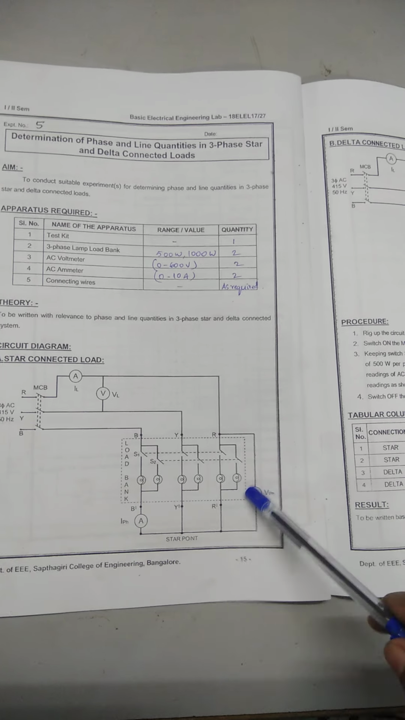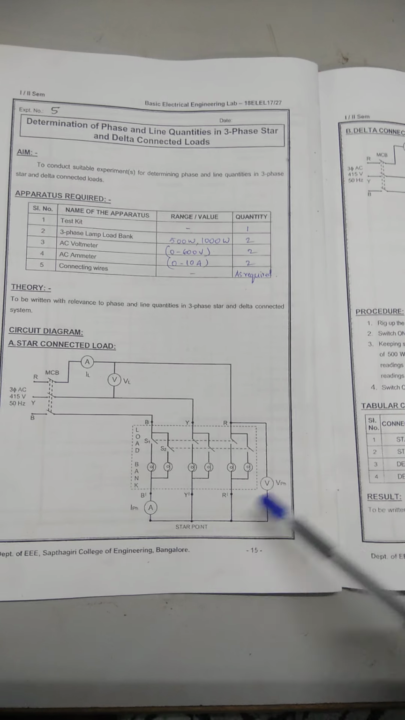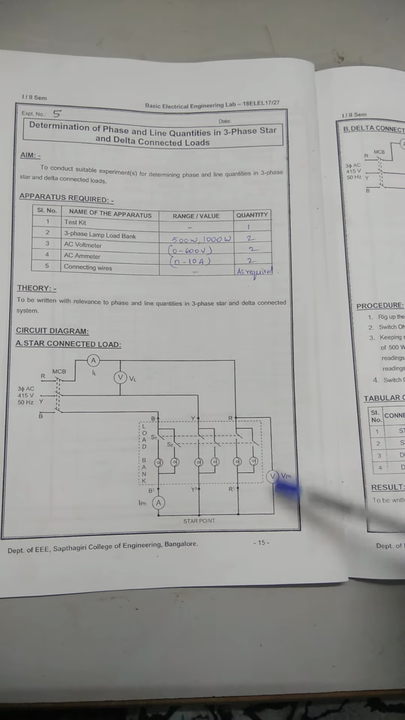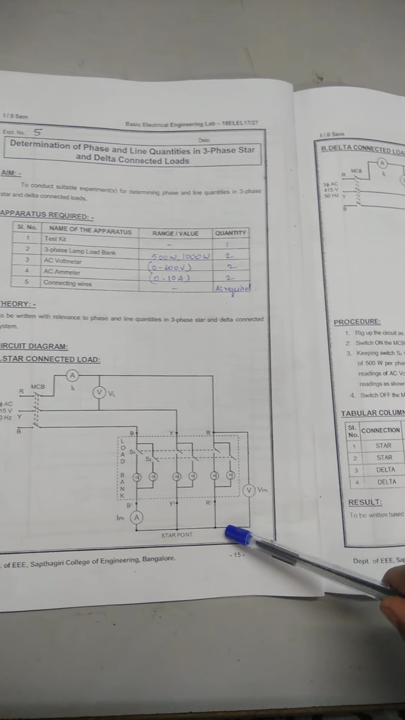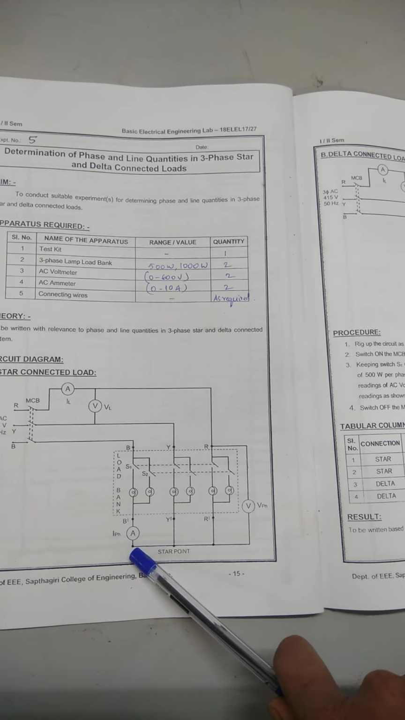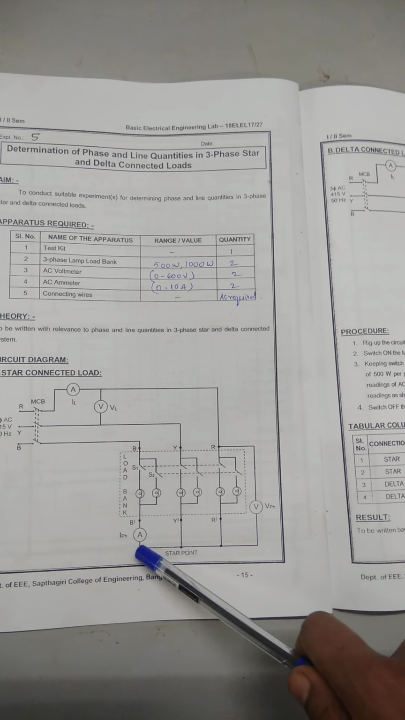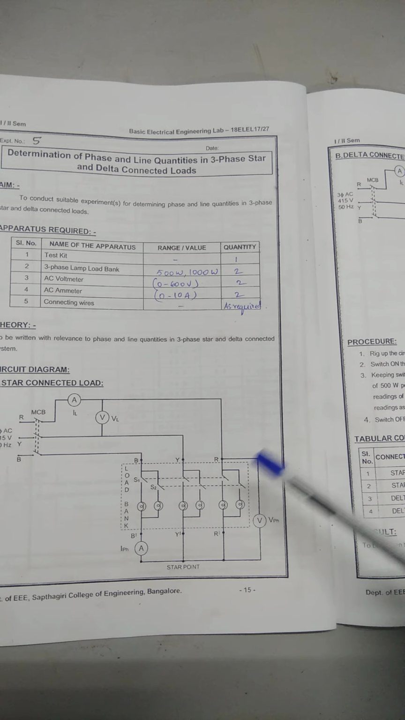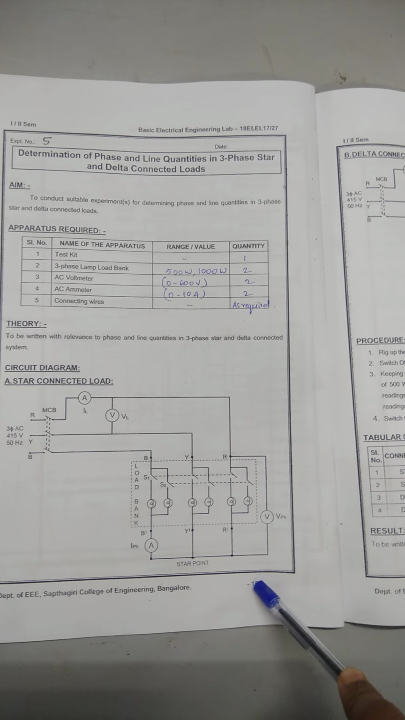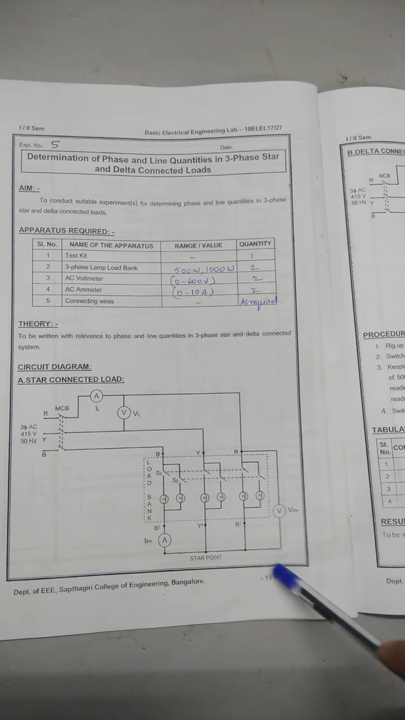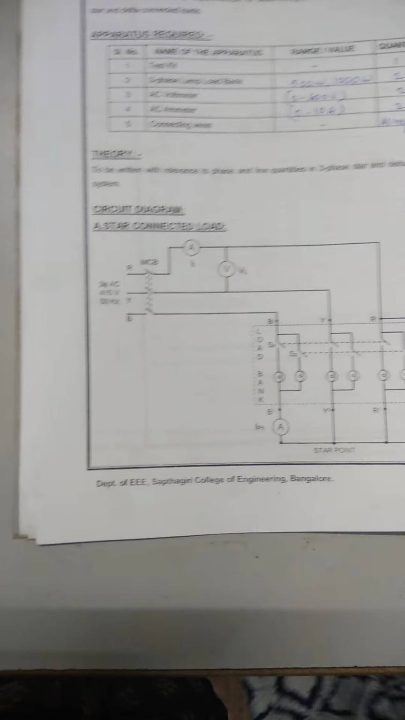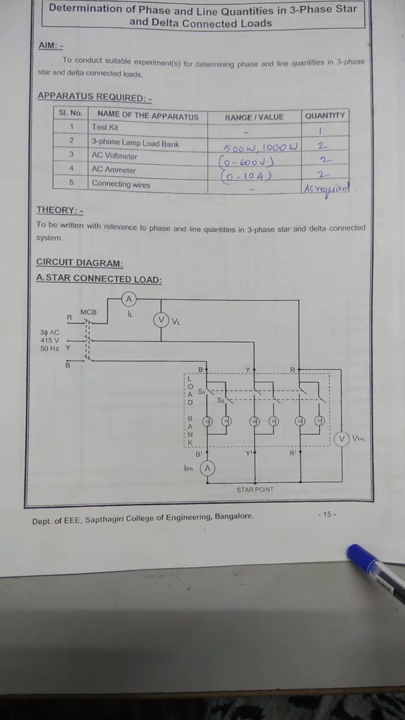Now on the load side, we are going to measure the phase voltage and phase current. For phase voltage, the voltmeter is connected across any one phase. Here we are connecting across R and R dash. To measure the phase current, the ammeter is connected in series with the B phase. So in this experiment, we are going to measure the line values and phase values of voltage and current. This is the circuit diagram shown here.